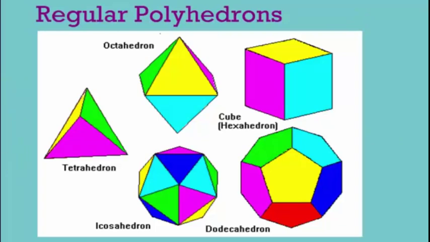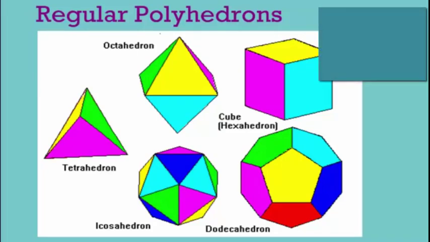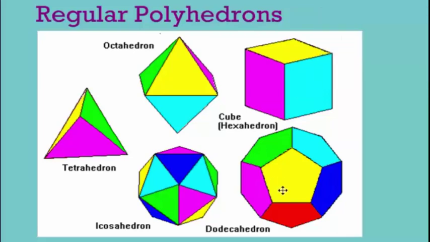There are 5 regular polyhedrons. Regular, meaning that all of the sides are equal, regular polygons. In the tetrahedron, the octahedron, and the icosahedron, all of the sides are triangular. This has 4 sides, this has 8, and this has 20. Then we have the cube you guys are very familiar with. And in the dodecahedron, like my hall pass, we have 12 sides, and all of the sides are pentagons.